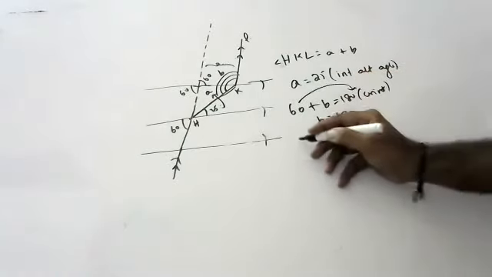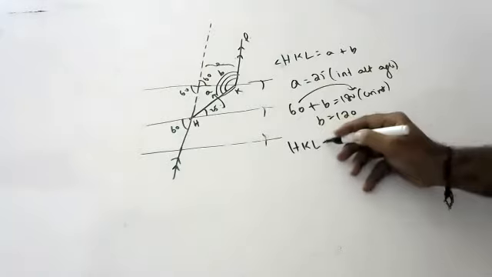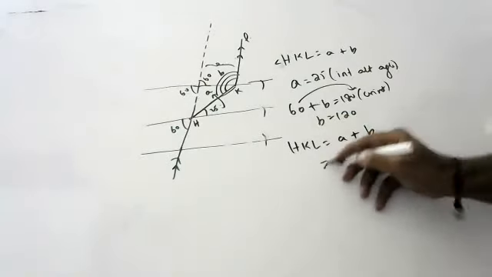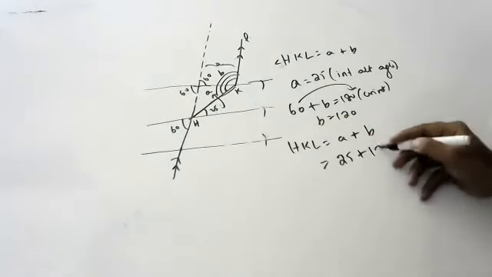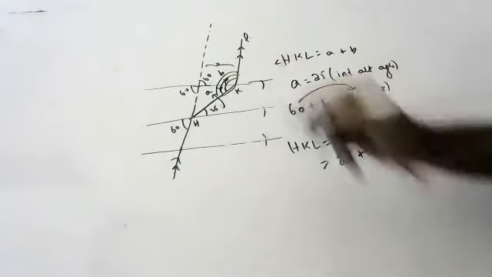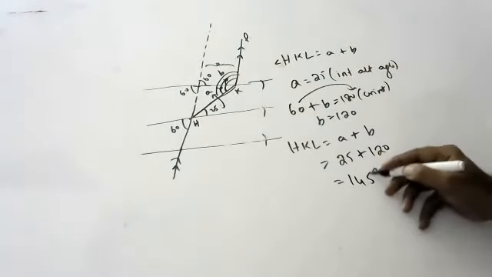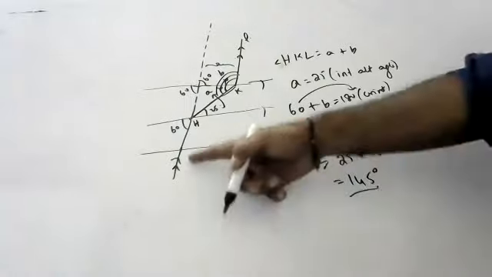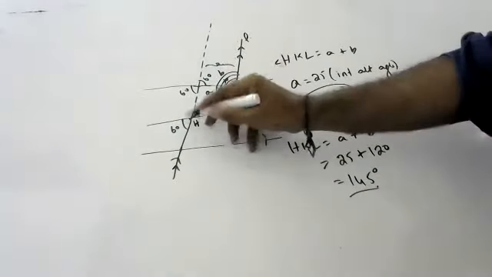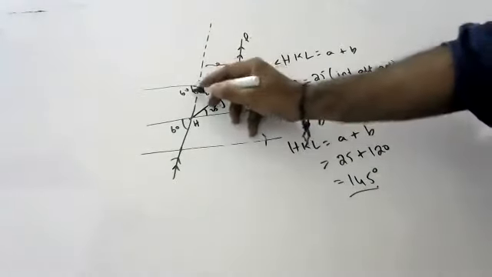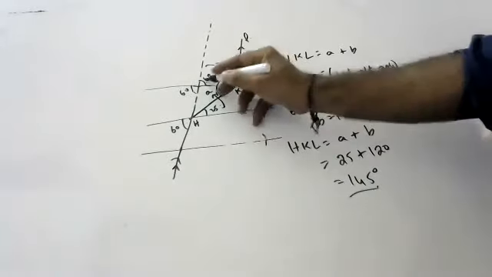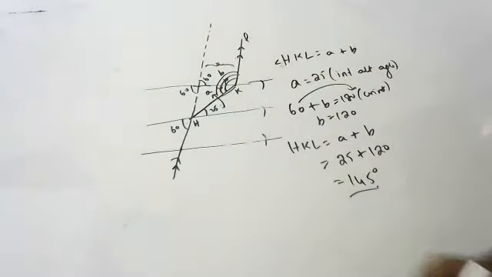So now HKL is equal to A plus B. A is 25, B is 120. That is 145 degrees, HKL. So children, you have to extend this line like this. If this is 60, this is 60 corresponding. This is 60, this is 60, vertically opposite. 60 and B are co-interior angles, which are supplementary. Like that we should do.